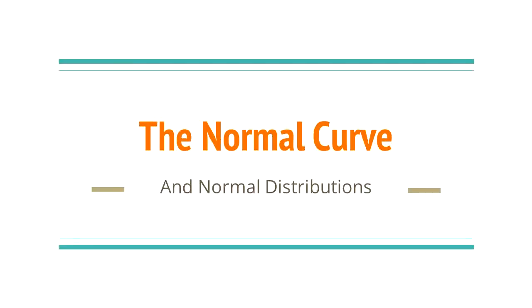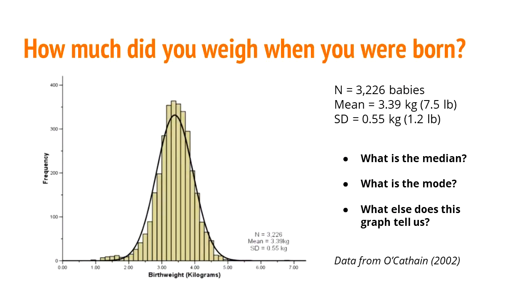We're going to learn about the normal curve and normal distributions. First, what does a normal distribution look like? Do you remember how much you weighed when you were born? I think I weighed around 6 pounds. In this study that was done in 2002, they took 3,226 babies and found the mean weight to be 7.5 pounds and the standard deviation, so that's that typical distance from the mean, to be 1.2 pounds.